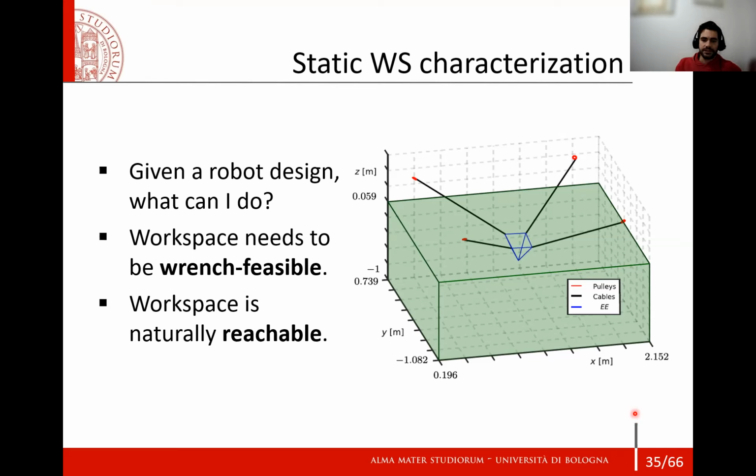And in addition, since I cannot control all the variables of my system, I have to restrict my analysis to some specific kind of workspace. And we saw that restricting the analysis to a reachable workspace, which is controlling the position of the platform and seeing if there is at least one attainable orientation for all the cable tensions, could be a good starting point.